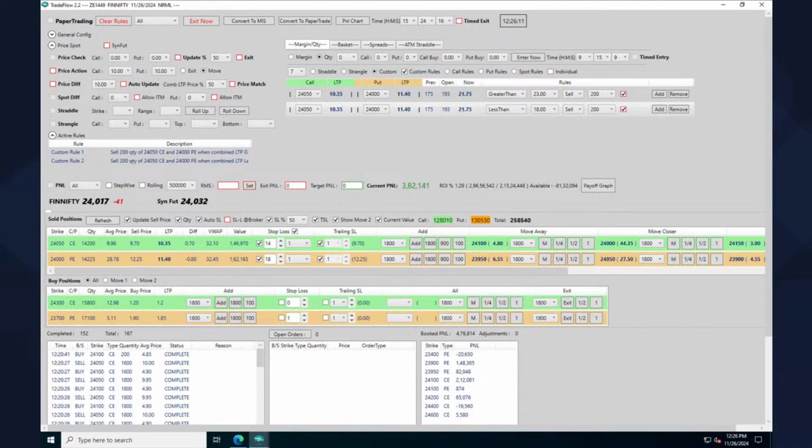So FinNifty, what is happening in FinNifty? Yeah, there is not much happening in FinNifty.